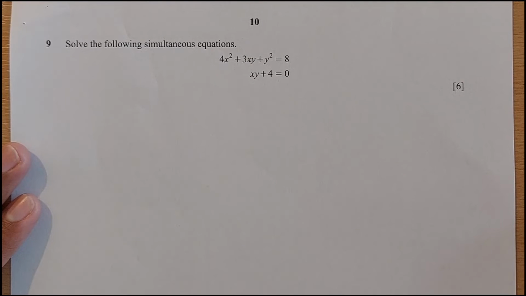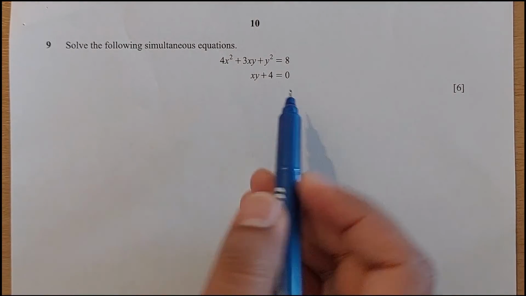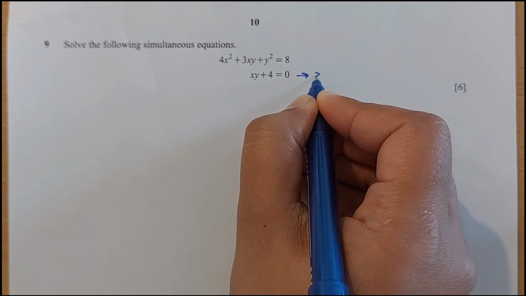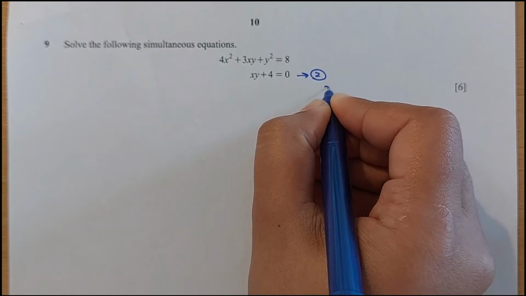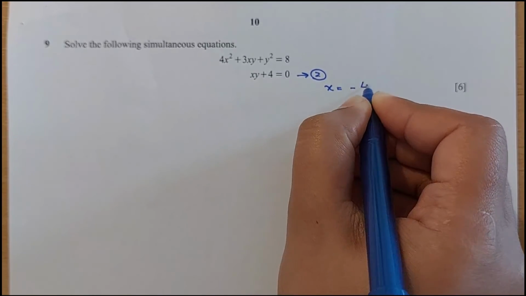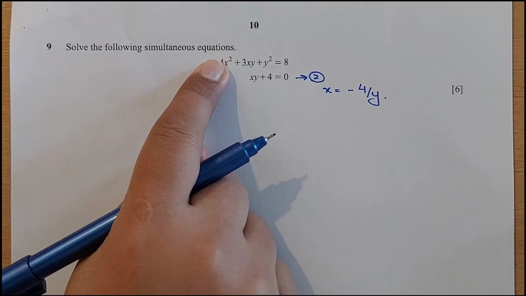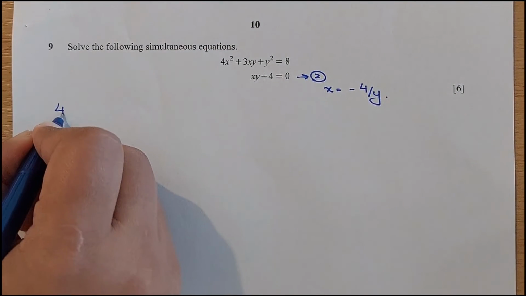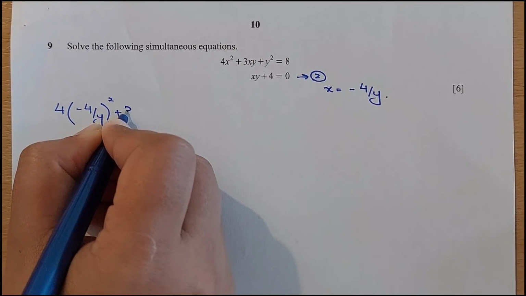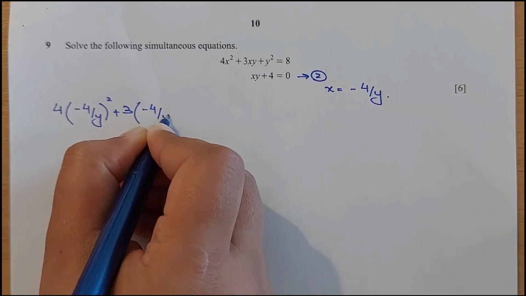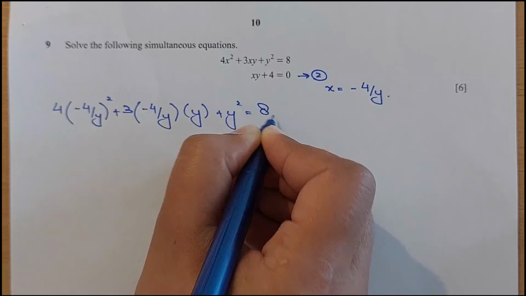Question number 9, solve the following simultaneous equations. As you can see from the second equation, let me solve for the x value. x is equal to minus 4 divided by y, right? Let me substitute this x value into my first equation. So we have 4 times x square, that is minus 4 by y whole square, plus 3 times x, that is minus 4 by y, into y, plus y square equals 8, right?